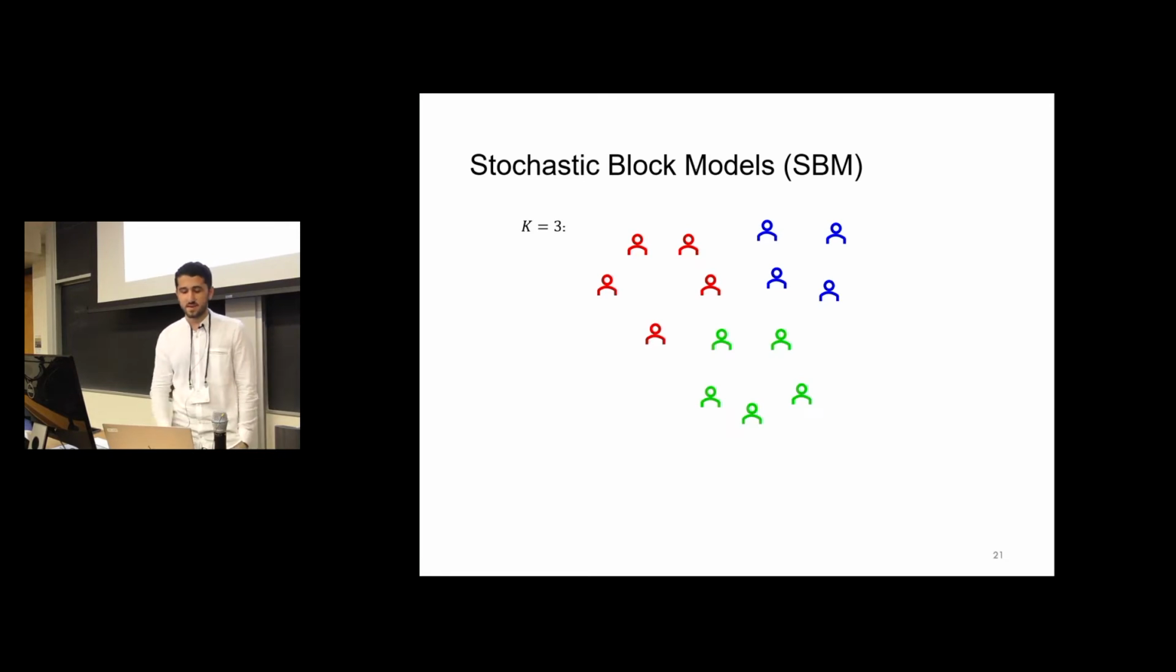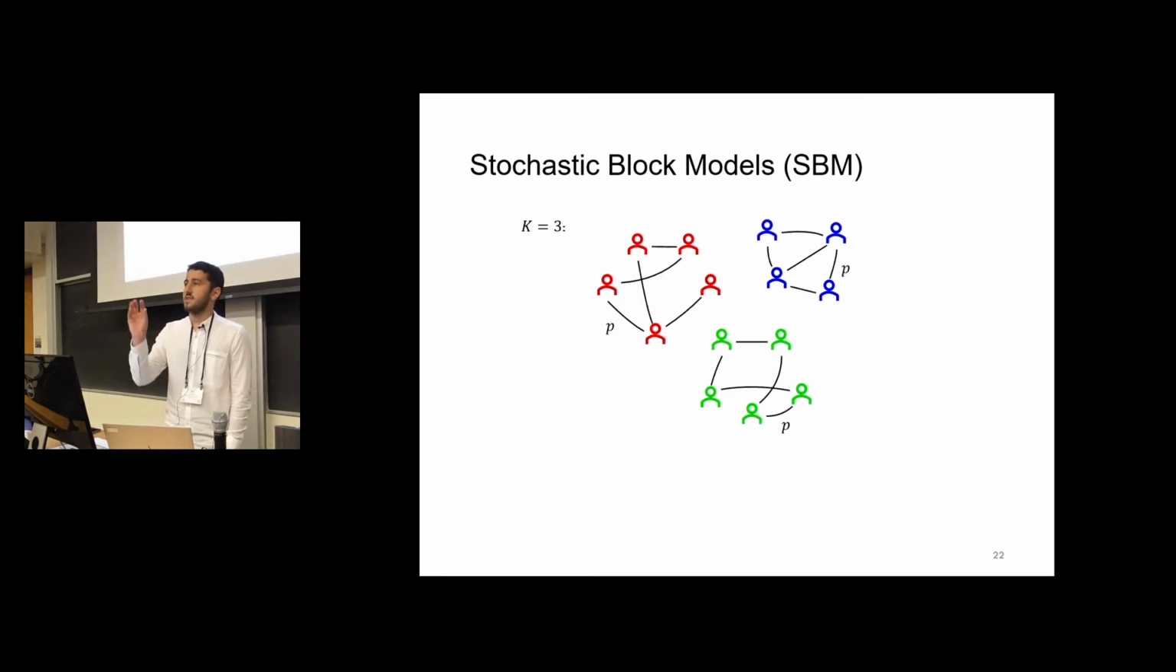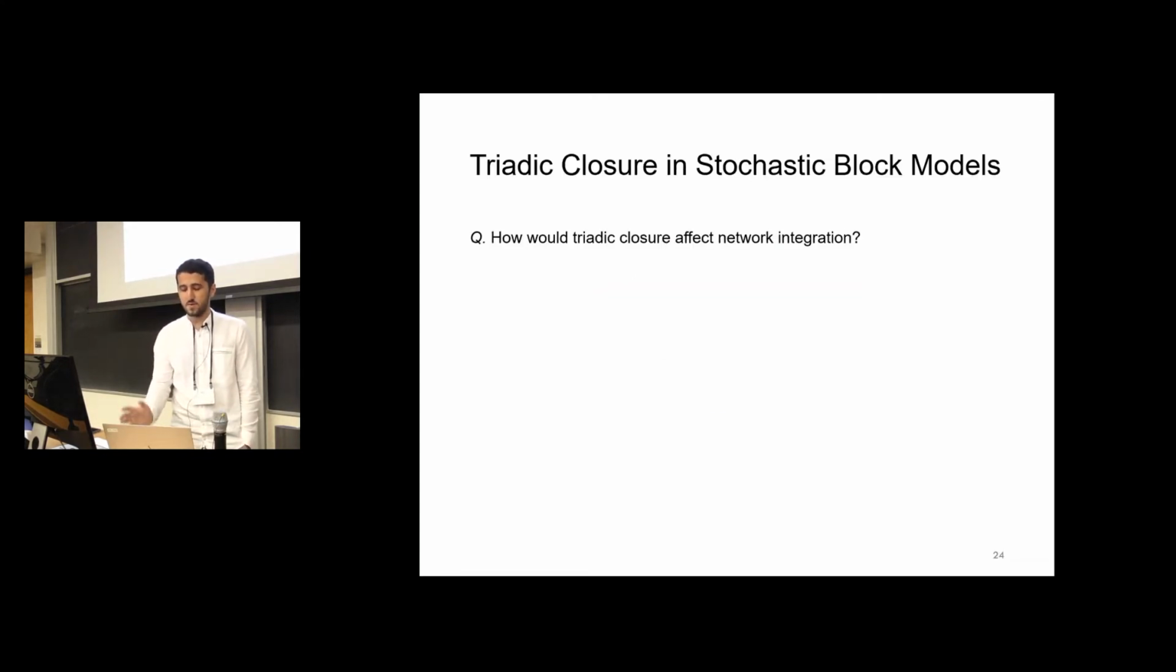For example, in stochastic block models, here we have 3 types. The probability to have an edge between agents of similar types is P, and the probability to have an edge between agents of dissimilar types is Q, and we say there exists homophily if P is larger than Q. So the question is, how would triadic closure affect network integration in stochastic block models?